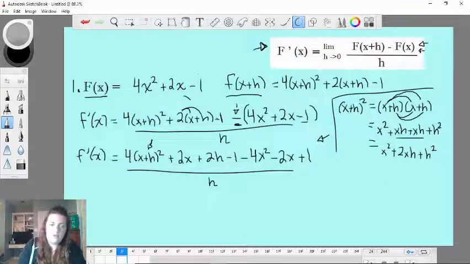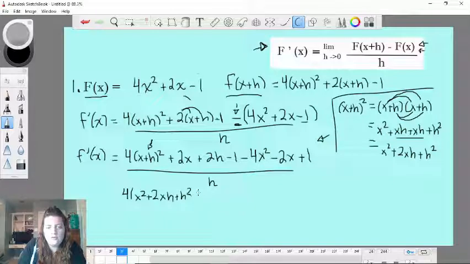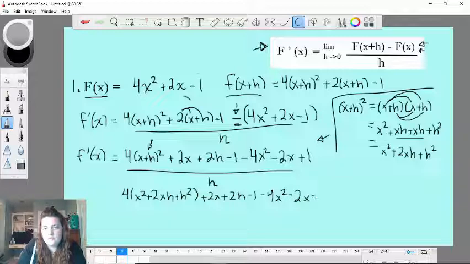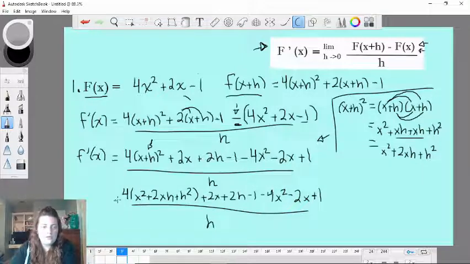So let's go ahead and throw that in there. So we'll have 4 times that, which is x squared plus 2xh plus h squared, plus 2x plus 2h minus 1 minus 4x squared minus 2x plus 1, all over h. Okay. So I don't know if you've noticed yet, but there's a lot of similar terms in here that can be simplified.